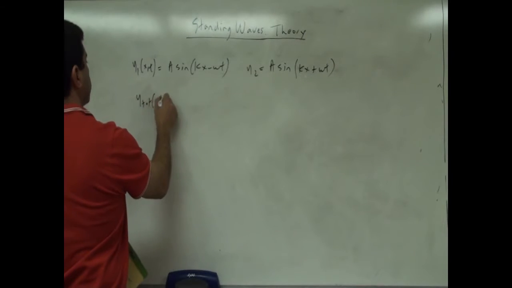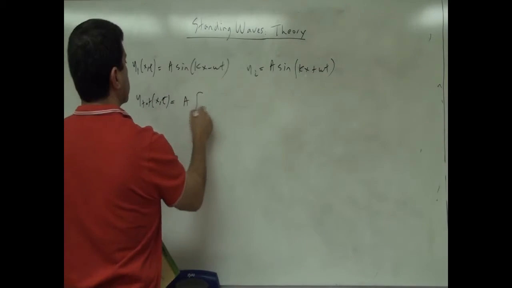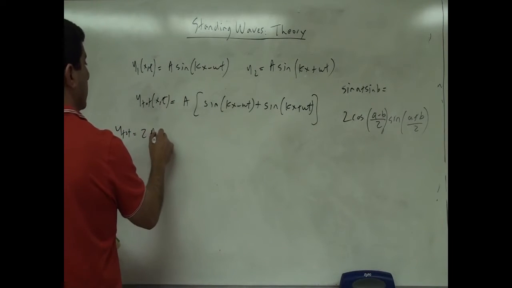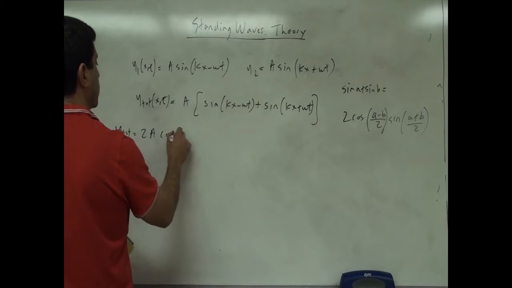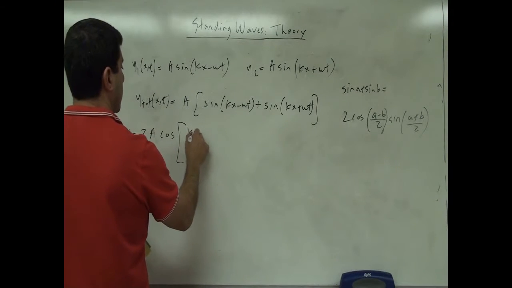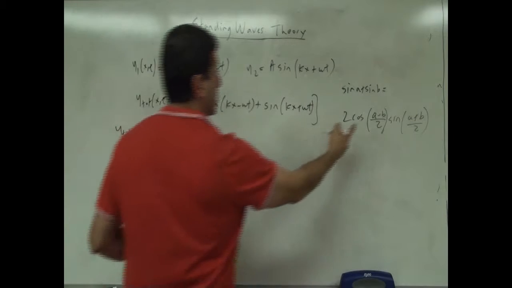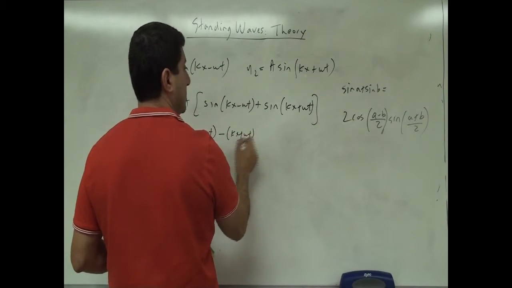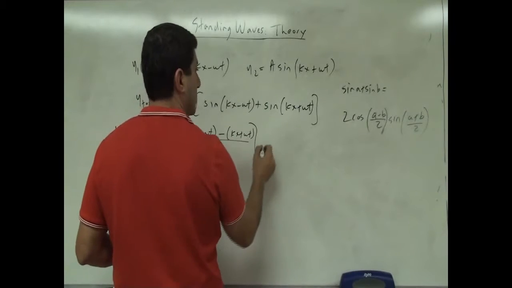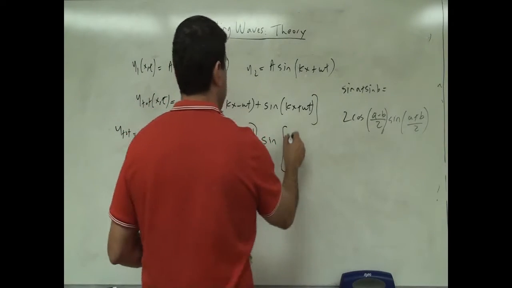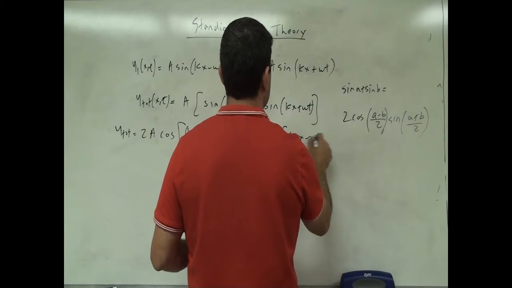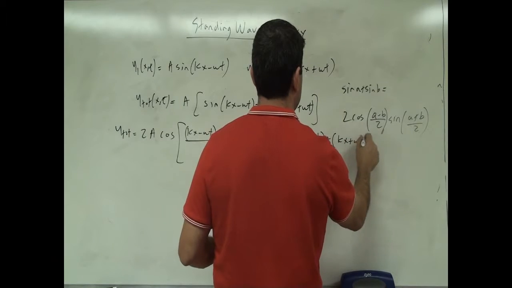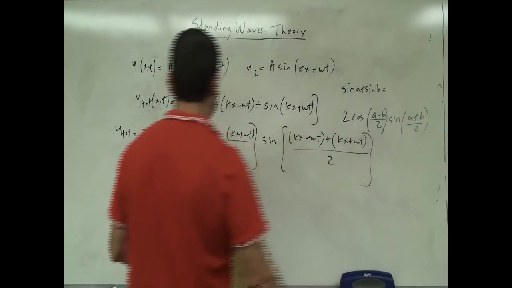Y total of x and t is going to equal 2A, then we're going to say cosine of kx minus omega t, then we're going to subtract from there kx plus omega t, and then divided by 2, and then sine of kx minus omega t plus kx plus omega t divided by 2, right?